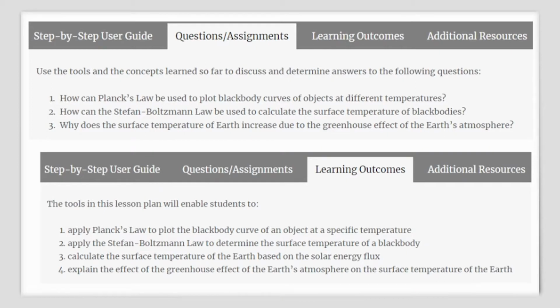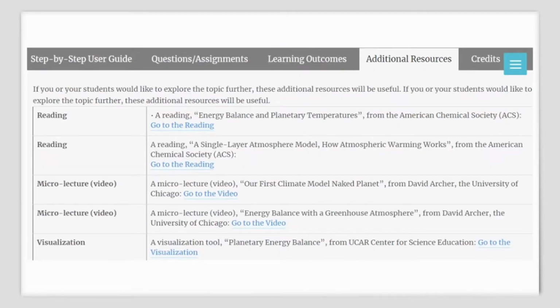The learning outcomes. The tools presented in this lesson plan will enable your students to 1. Apply Planck's law to plot black body curve of an object at a specific temperature. 2. Apply the Stefan Boltzmann's law to determine the surface temperature of a black body. 3. Calculate the surface temperature of Earth based on the solar energy flux. 4. Explain the effect of the greenhouse effect on Earth's atmosphere on the surface temperature of planet Earth.